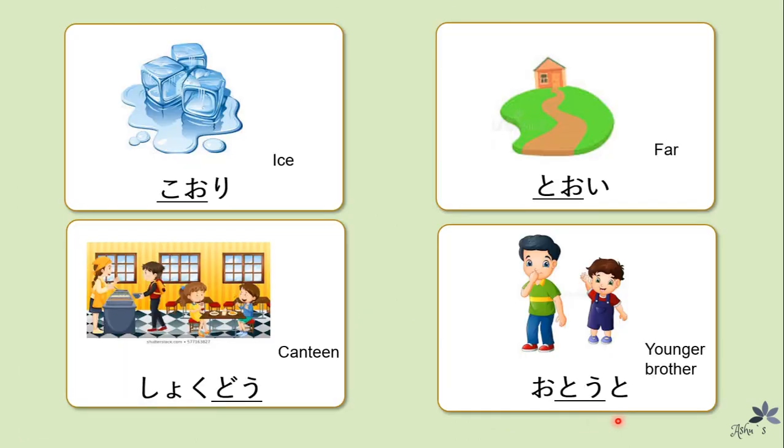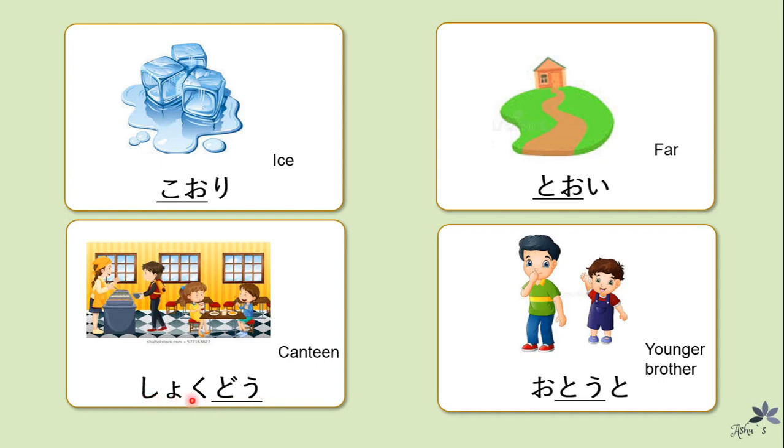Let's go with some examples. Now here we have koori. Ko with O makes the long O sound, so it gives koori, which is ice. The second one is tooi, which is far.